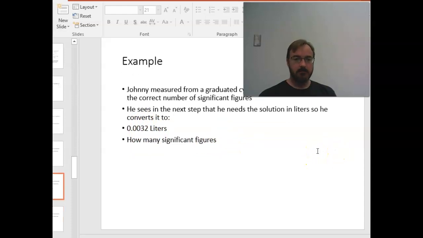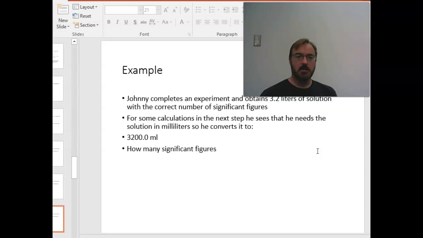What about my next problem? Johnny completes an experiment and measures 3.2 liters of solution with the correct number of sig figs. So he measured it correctly. For some calculations, the next step he sees he needs the solution in milliliters, and so he converts it to milliliters by moving the decimal place over at liters to milliliters. You just multiply by 1,000, so he's moved the decimal place over 3 times. How many sig figs does he have now?